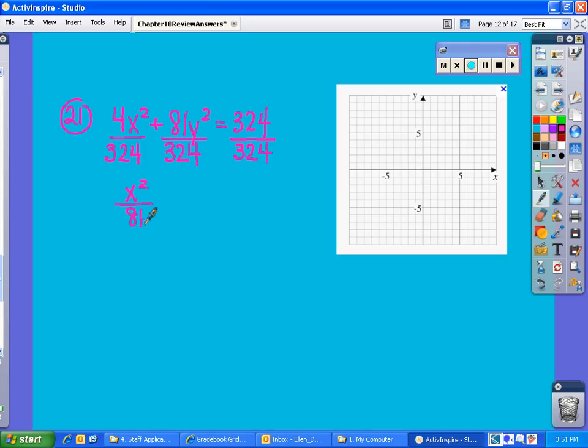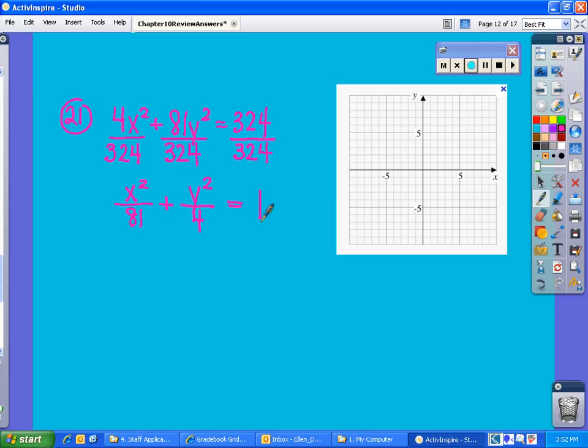Dividing each term by 324 gives us x squared over 81. All we did was reduce that fraction. 4 divided by 324 is the same as 1 over 81. We get y squared over 4, 81 over 324 reduced to 1 over 4. And on the right, 324 divided by itself is equal to 1.